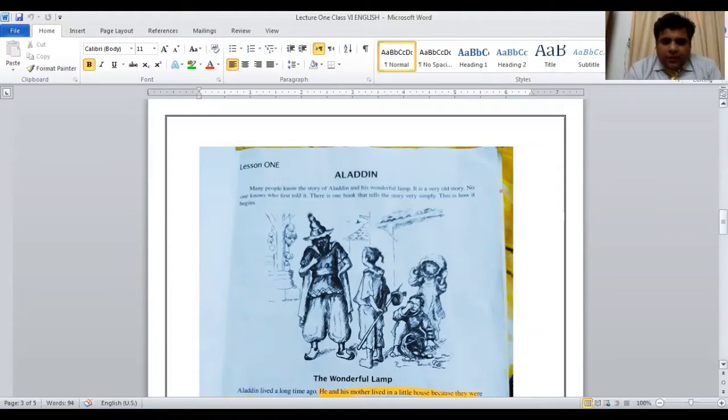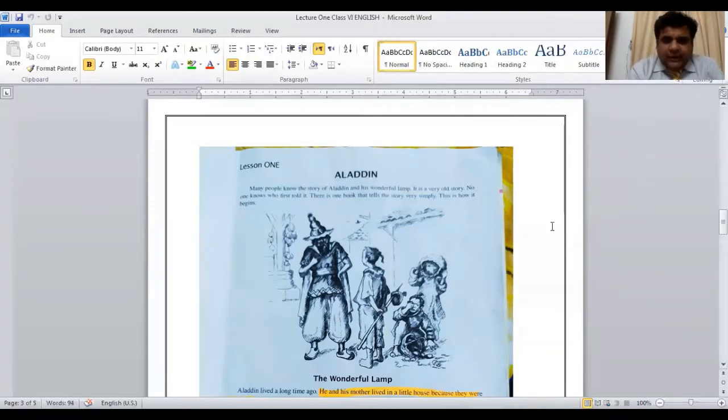Hopefully, when you watch this lecture, you will keep this book with you. It is available at our bookshop. You can purchase it. So, lesson 1, Aladdin, on page number 1. I will start to read the lesson, dear students. I will try to explain the lesson before you, and definitely will try to tell you the meaning of the difficult words as well. So lesson 1 is Aladdin.